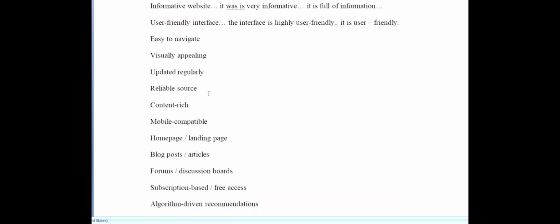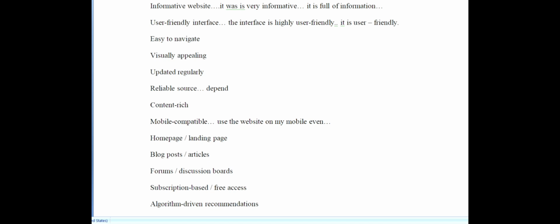Next word is content rich. The content is very high. The content is very good. So the correct word is content rich. I can use the website on my mobile also. So for that, use the website on my mobile even. So it is called mobile compatible. Compatible is very easy to use.